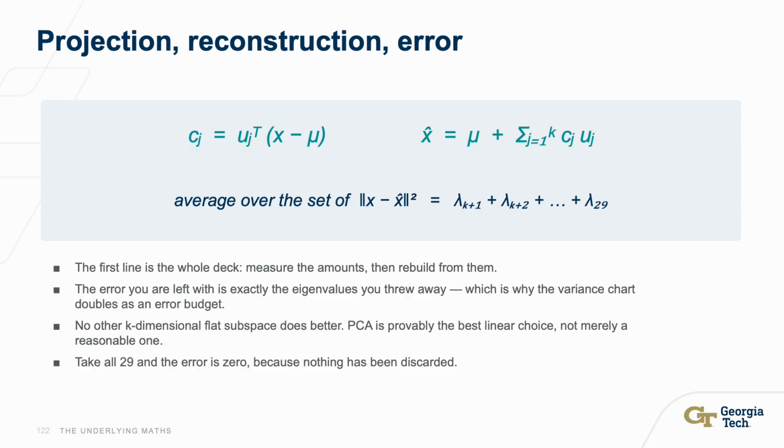That last property is worth dwelling on for a second because it is unusual. Most methods in this course give you something that works well in practice. This one comes with a proof of optimality among all flat subspaces of dimension k. The one PCA picks minimizes the squared reconstruction error over the training set. The catch is in the word flat, which is exactly where autoencoders and the nonlinear methods come in.